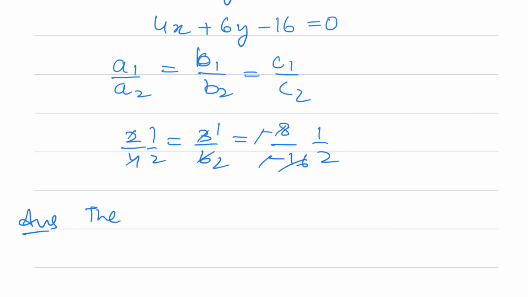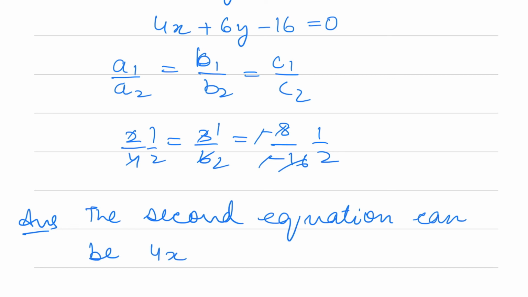Another equation can be 4x plus 6y minus 16 is equal to 0.